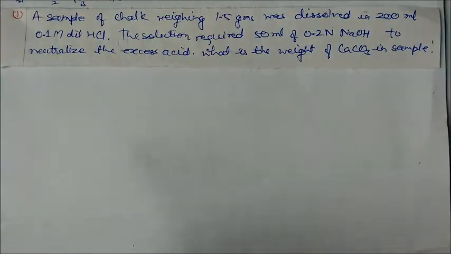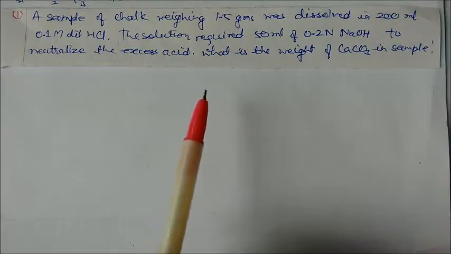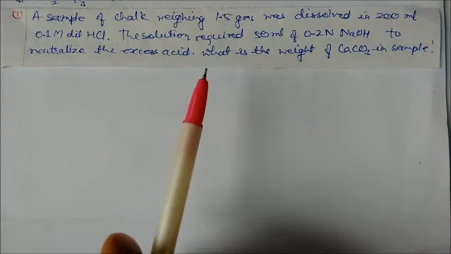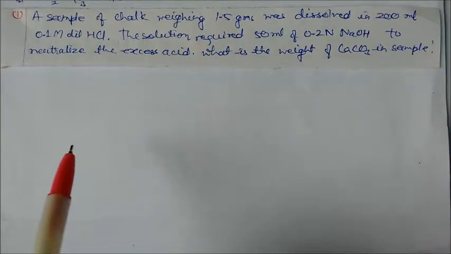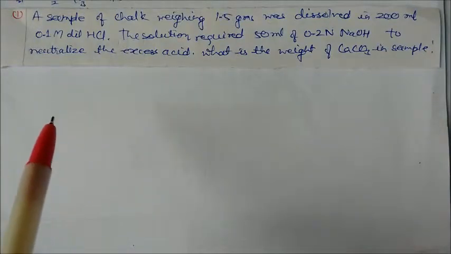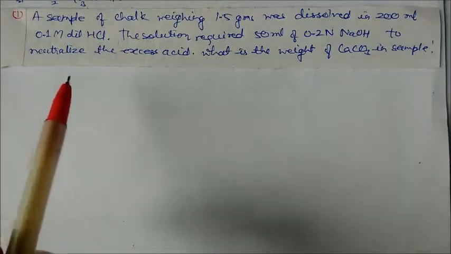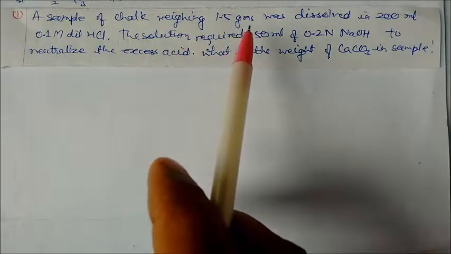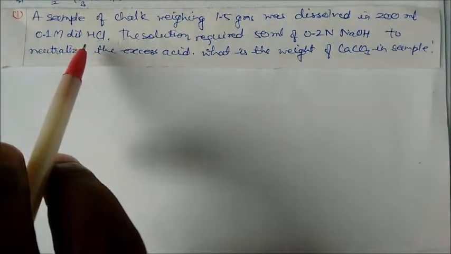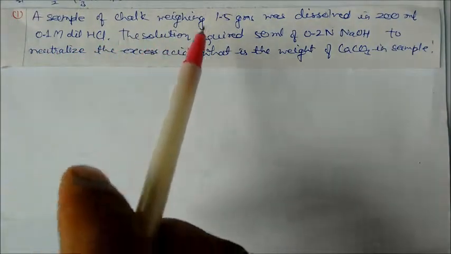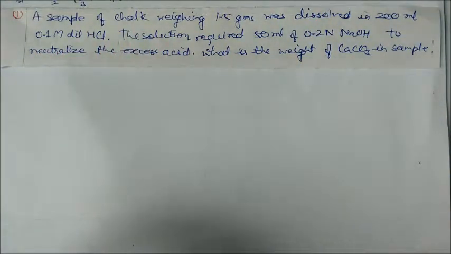So let us see how this back titration is applied here, since for the theory portions we have already seen it in the study of the theory. So now let us see the problem. A sample of chalk weighing 1.5 grams was dissolved in 200 ml of 0.1 molar dilute HCl. So the chalk will react with the HCl.